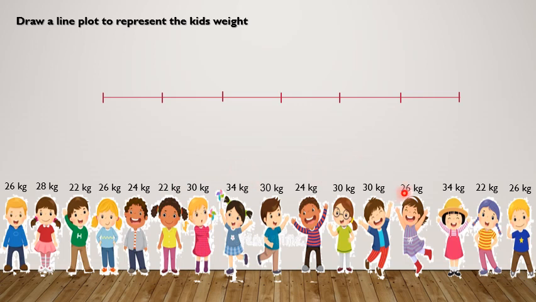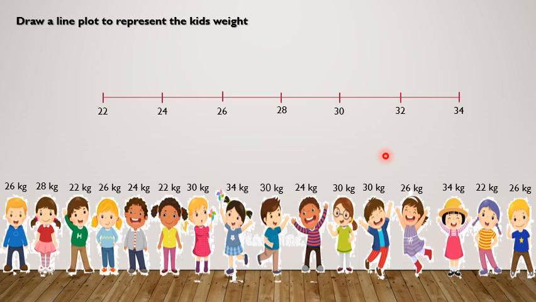What is the smallest number I have here? Look at all the weights and search for the smallest one. The smallest one here is 22. So I will put 22 and 24, 26, 28, 30, 32, 34. If you look at the scale, you can see that I skipped by 2. I didn't move one by one.